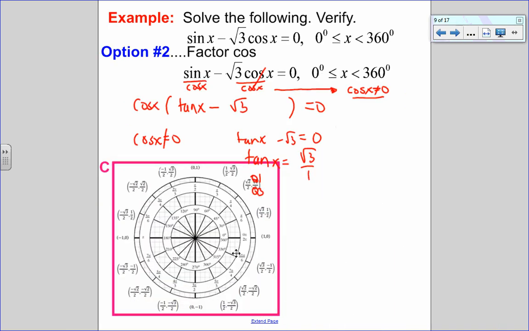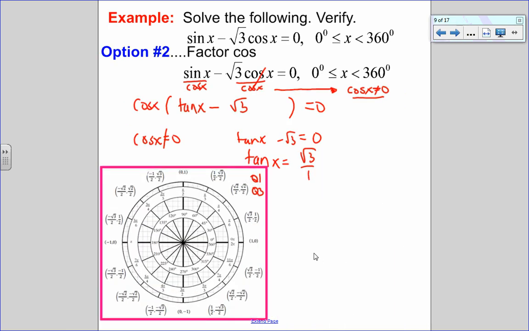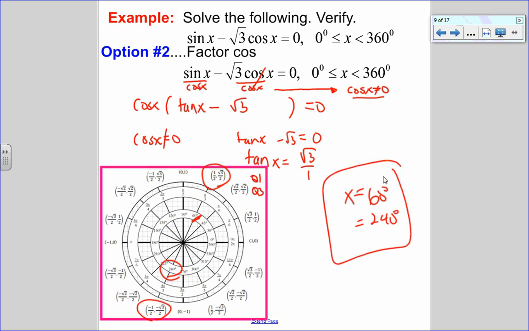So over here on my unit circle, I'm looking where tan of x is equal to root 3 over 1. So y coordinate over x coordinate. So root 3 over 1 right there at 60. Yeah, looks like I'm getting the same. And then over here at 240, I have a negative root 3 over a negative 1. Two negatives make a positive. Okay, so I know those are my solutions.